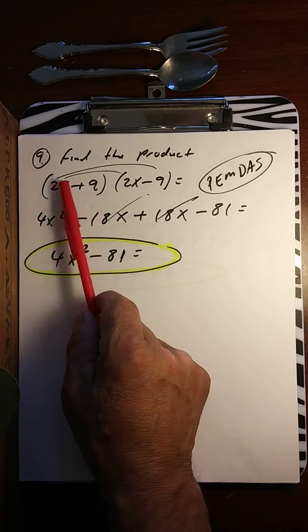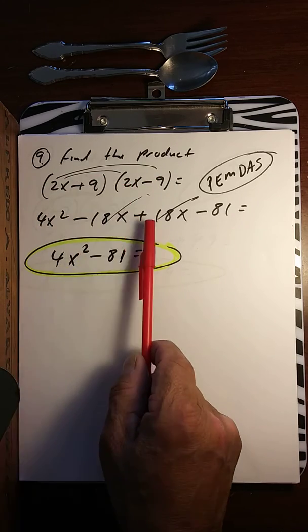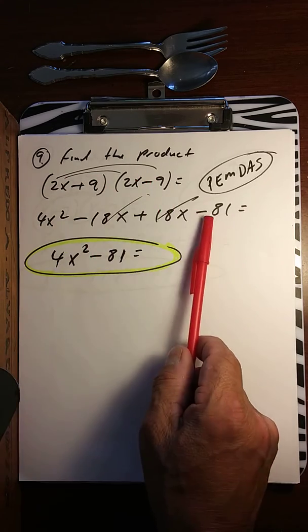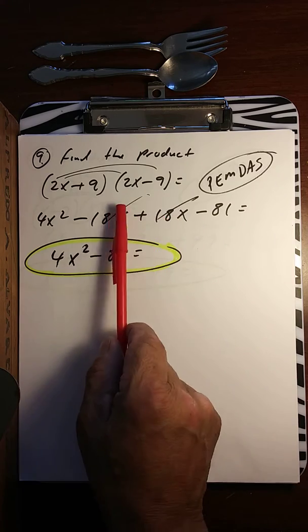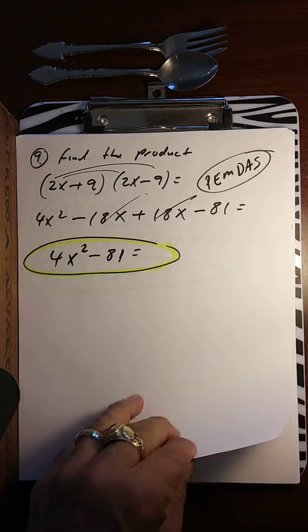Find the product. 2x times 2x is 4x squared. That times that is -18x. That times that is 18x positive. That times that is -81. 18 and -18 cancel each other out, so you're left with 4x squared minus 81.